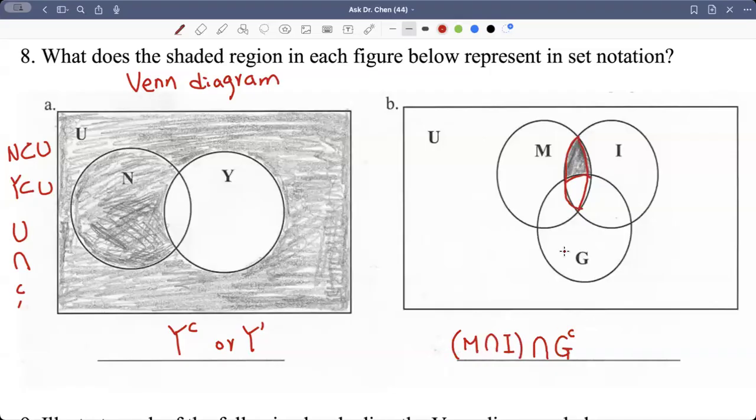So M intersected with I, we get this red color. Then when we intersect with G complement, let me use a different color. G complement is everything outside this G, right? So when we intersect the red and outside the blue, we get this shaded region. So that's M intersect I, then intersect with G complement.